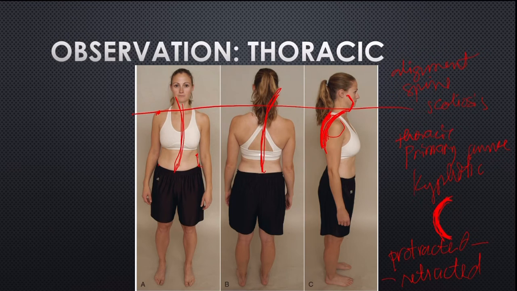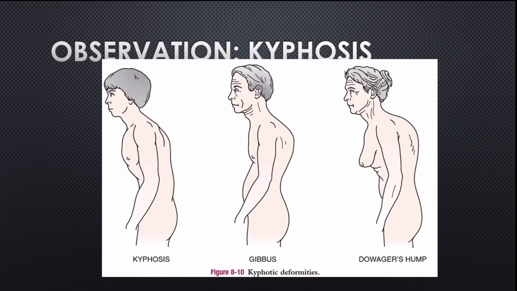Okay? If you follow the plumb line, it's like this. It should go through your shoulder. The plumb line should go through the shoulder region. So for kyphosis, it's like this. But it's kyphotic.